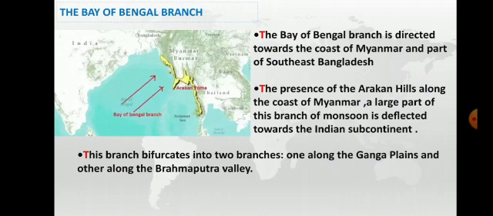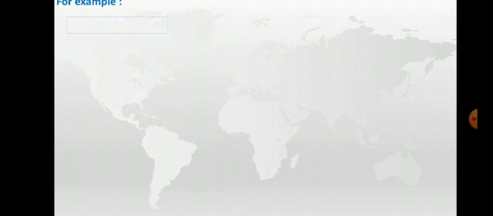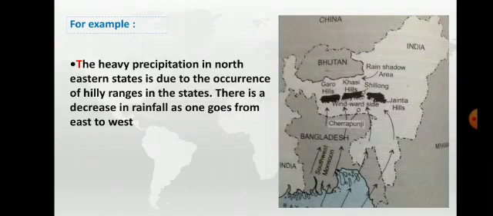Okay. So the distribution of rainfall is due to the relief or topographical features. That's why you can see in some regions heavy rainfall is received, and in some parts very little rainfall is received. It is due to the relief or topography. So here, first example, you can see that the heavy precipitation in northeastern states is due to the occurrence of the hilly regions in the states.